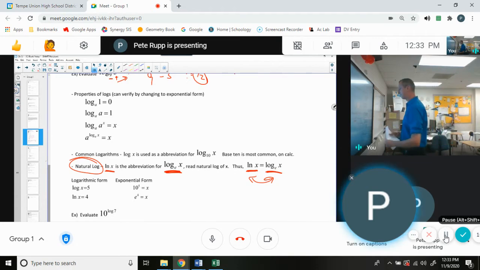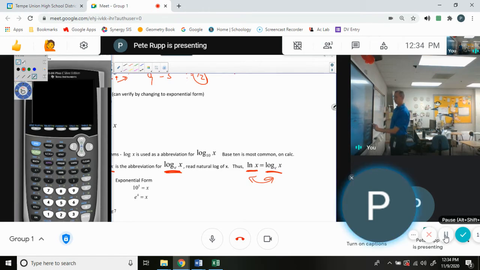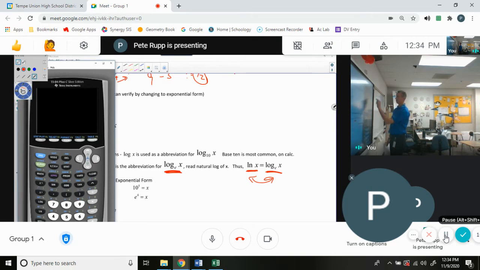And also it does have its own button on the calculator. So let me just go ahead and show you that. Right here is the LOG key. So let me see if I can make this bigger. LOG is right, maybe. It's not going to let me draw.